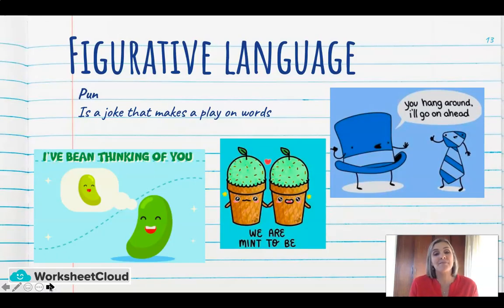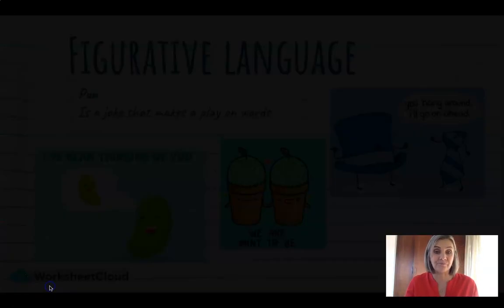And then we've got our last one that we're looking at today and revising, a pun. It's a joke that makes a play on words, and I love these pictures. I've been thinking of you. We are meant to be, from we are meant to be, to mint plants. And I love this one with the hat talking to the tie. You hang around, I'll go on ahead. And obviously the hat goes on ahead, but the tie goes around the neck. So quite cute, a little bit corny, but very cute nonetheless.